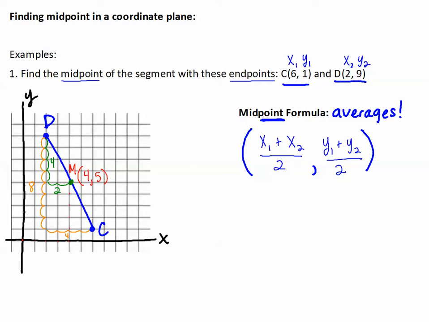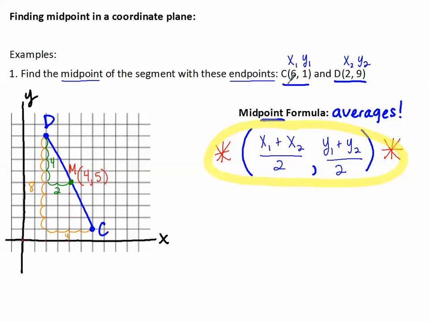Now this is a really useful formula, so let's note by maybe starring it or putting it in a box or highlighting it that we really need to know it. This is a really, really important formula. Now let's look at how we can use it to calculate this midpoint.